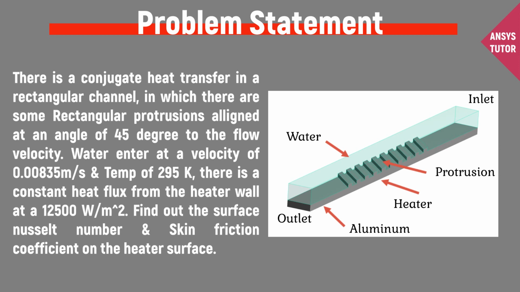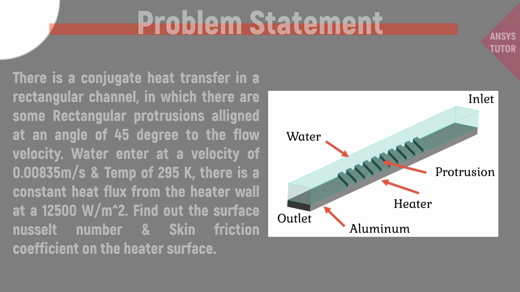Water enters at a velocity of 0.00835 meters per second and temperature of 295 Kelvin. There is a constant heat flux from the heater wall at 12,500 watt per meter square. Find out the temperature distribution, surface Nusselt number and skin friction coefficient on the heater surface.